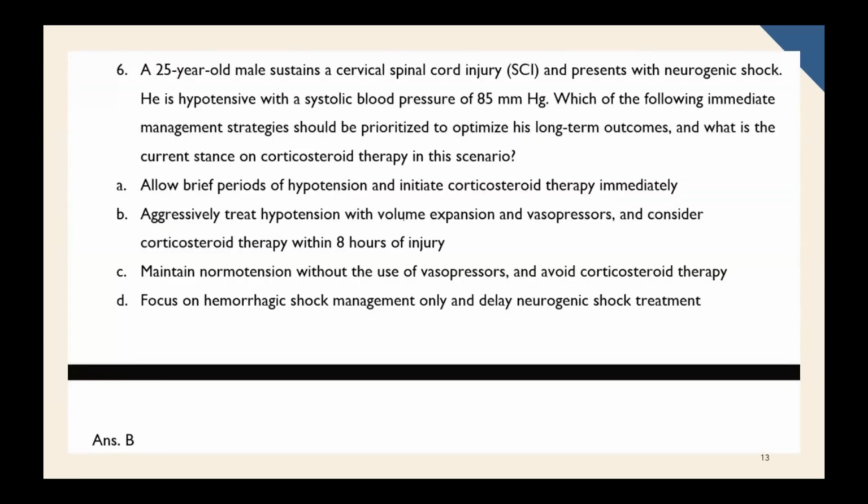Next, cervical cord injury, neurogenic shock, hypotension. Yesterday also we have discussed what is the immediate management in this condition and about corticosteroid use. So corticosteroid, no role. Next, you cannot allow brief period of hypotension. You need to immediately control the hypotension in such patients. Next, aggressively treat hypotension with volume expansion and vasopressor. Yes. And if at all you want to give corticosteroid, you should give within 8 hours of injury. So that is the correct option.